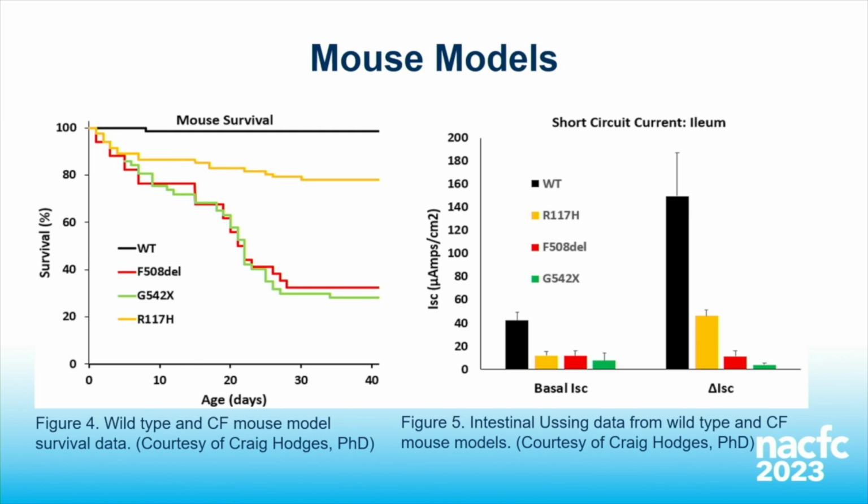And then we also utilized the Delta F and the G542X mouse models, both of which present with a more severe CF manifestation. As you can see, if you look at figure 4, the yellow line is representative of the R117H mice, and you can see that these mice have a better survival rate than the Delta F or the G542X mice. And if you look at figure 5, which shows intestinal Ussing data that looks at the short circuit current, when you look at the function of CFTR, although the R117H mouse's CFTR function does not match that of the wild-type mice, they do have more CFTR function than both the Delta F and the G542X mice.